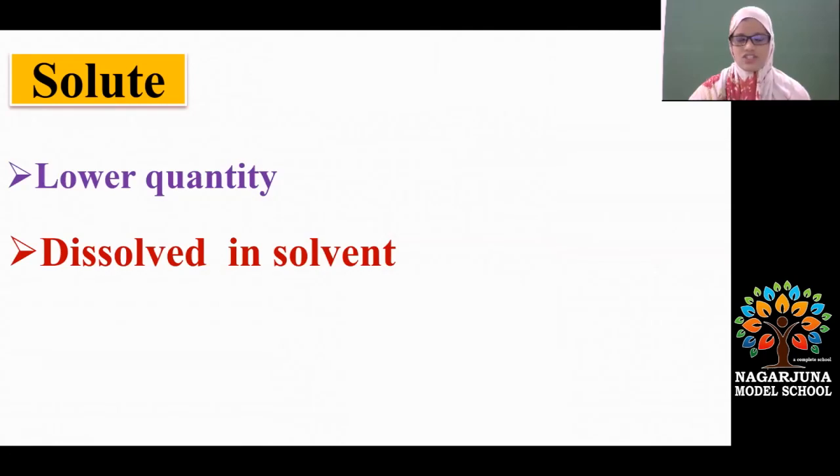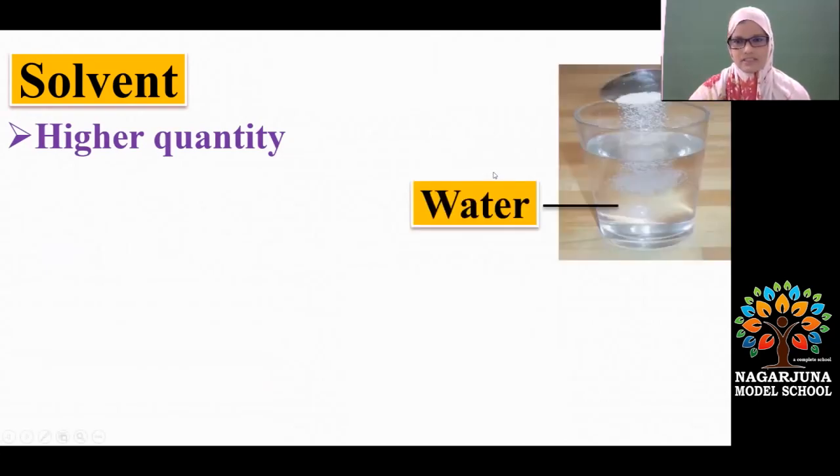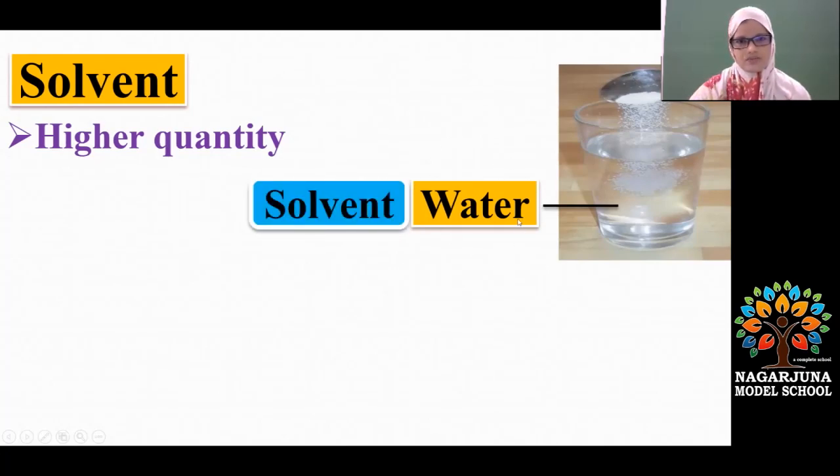Now you have learned about solute, correct? Let's learn about solvent. So what is solvent, children? Yes, the substance which is present in higher quantity is called solvent. Let's see the example. So here we have salt water again. Now we take water. So what is water here? Solvent. Why is water a solvent? It's present in higher quantity.